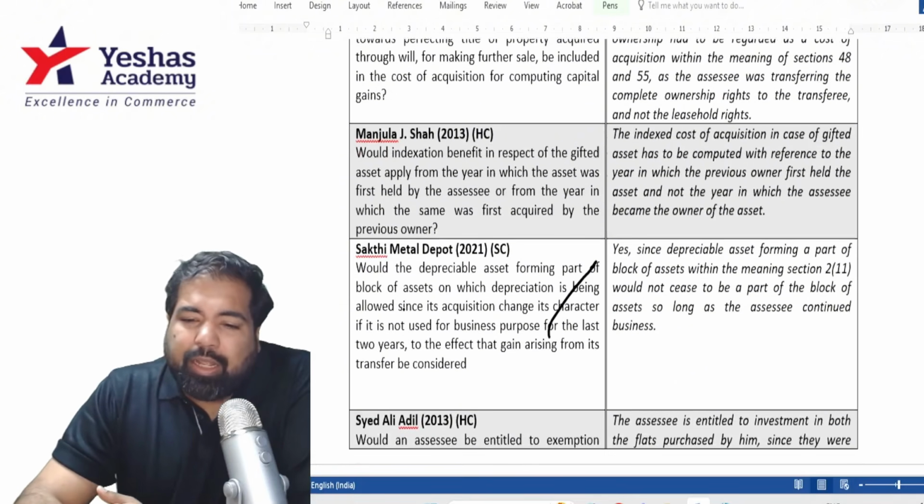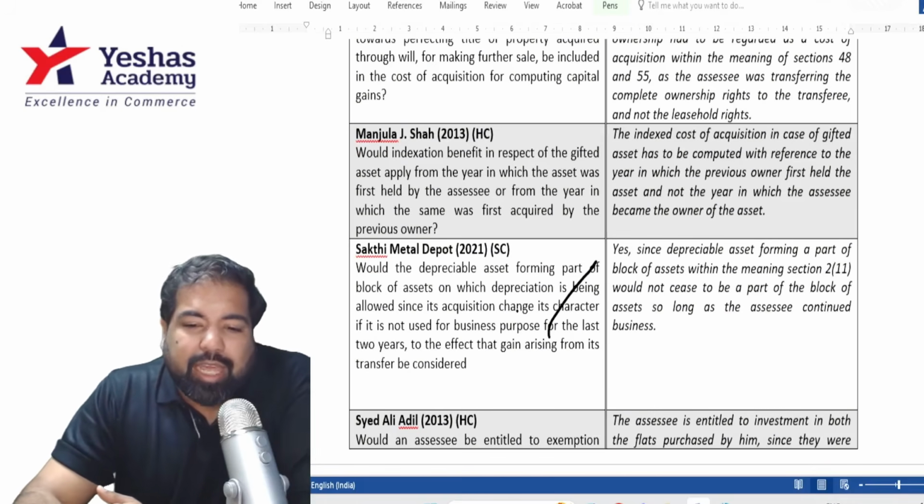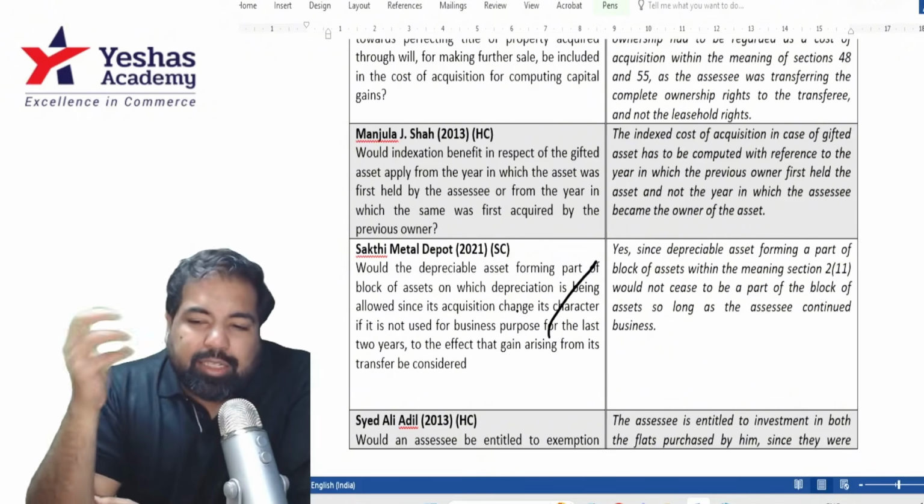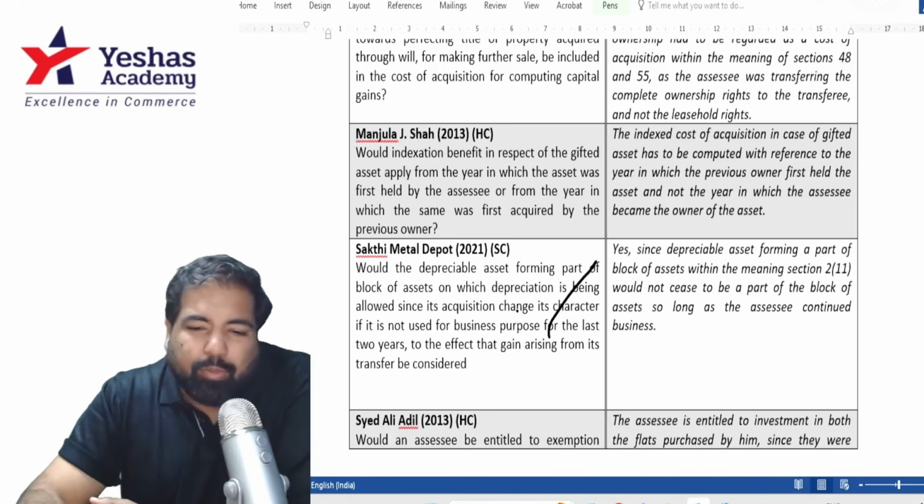Next, Shakti Metal Depot. Would a depreciable asset forming part of a block of assets, on which depreciation is being allowed since acquisition, change character if it's not used for business purpose? Yes. If it's forming part of a block of assets, then it will not cease to be a part of the block of assets so long as the assessee continues the business. Not a very important case law.